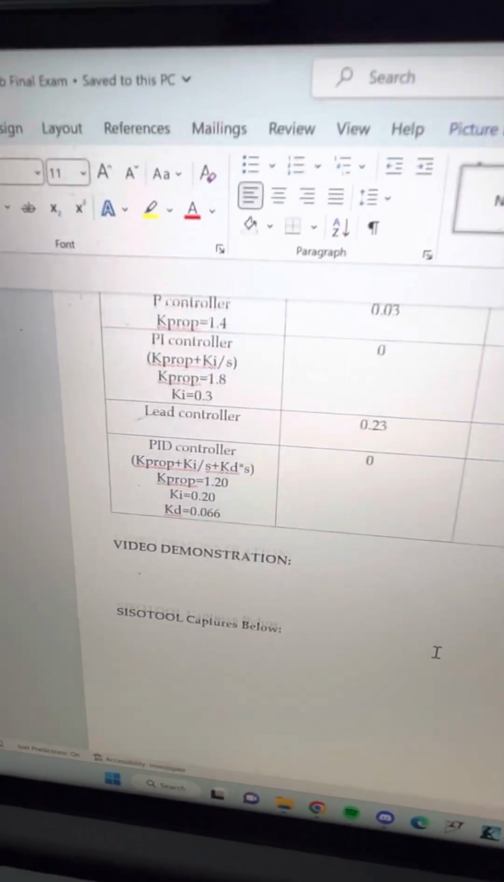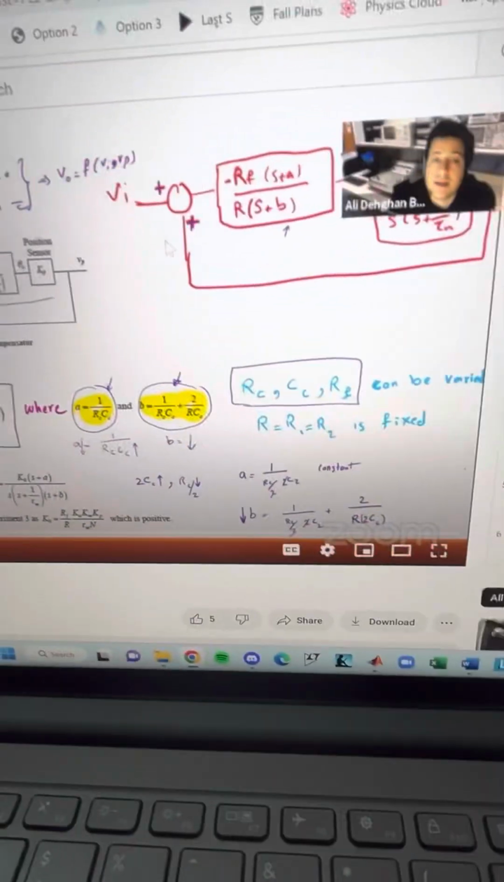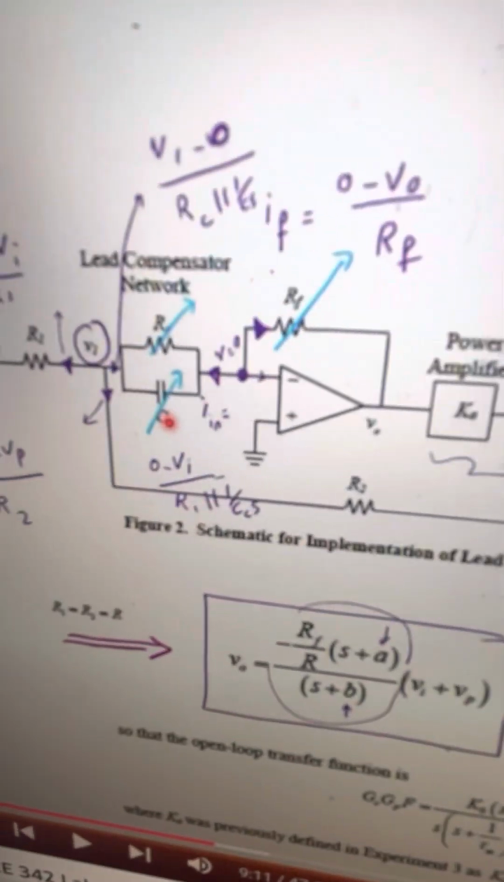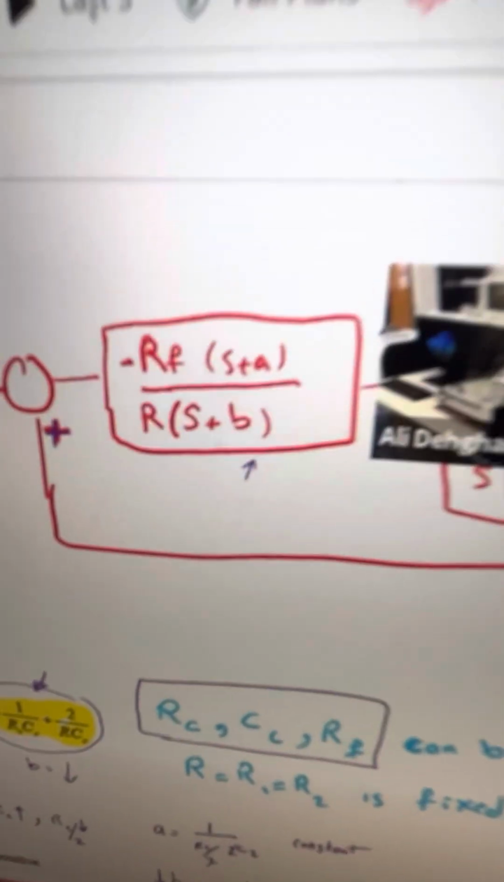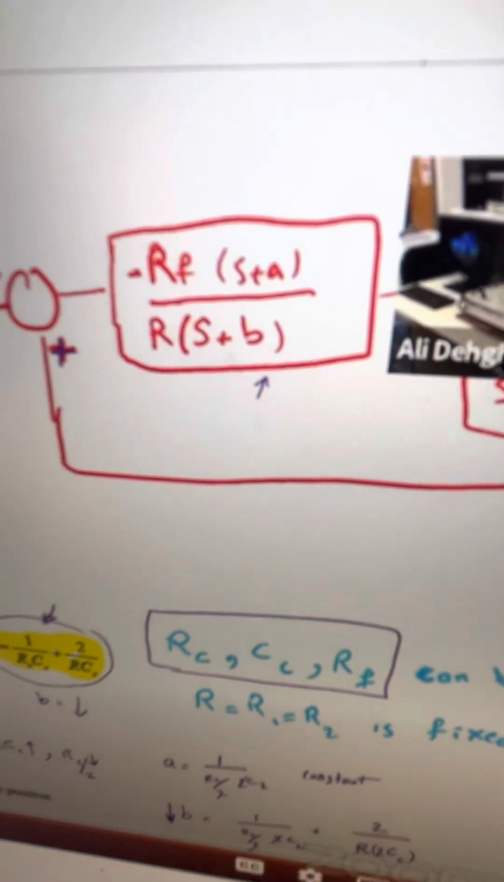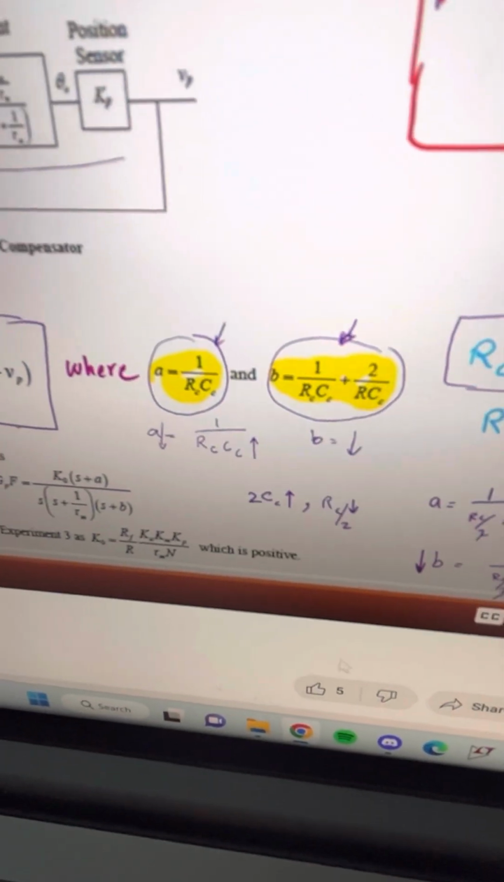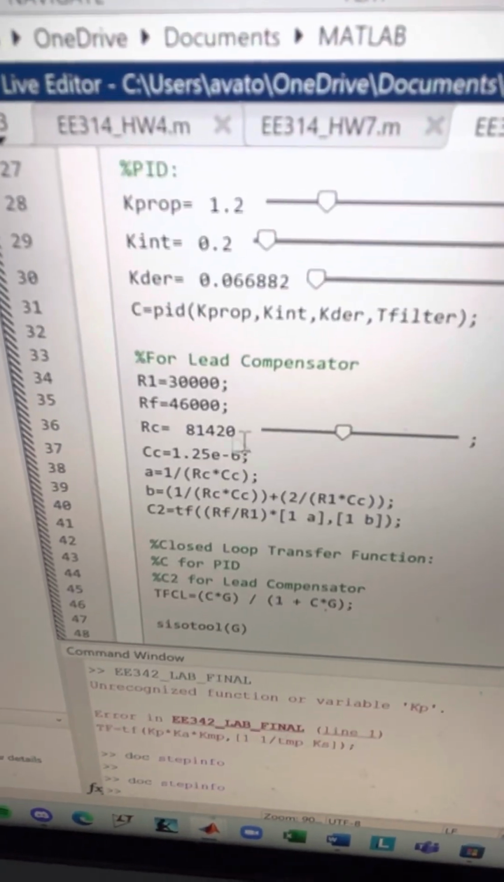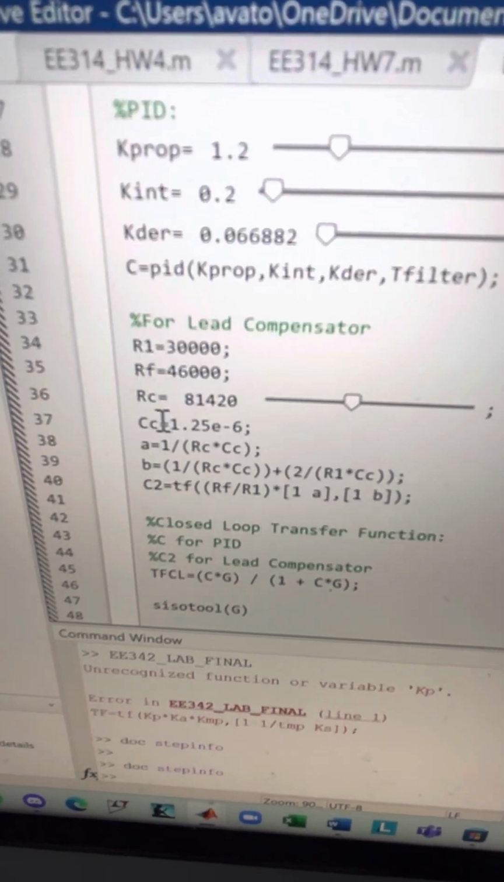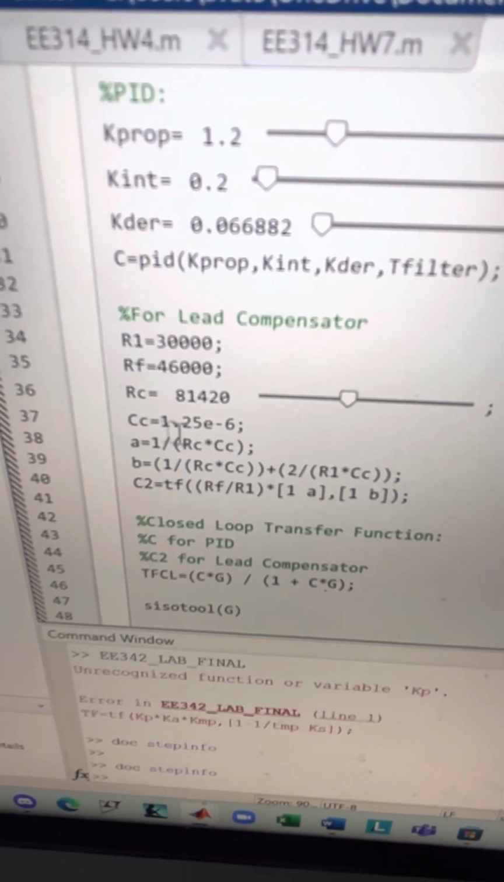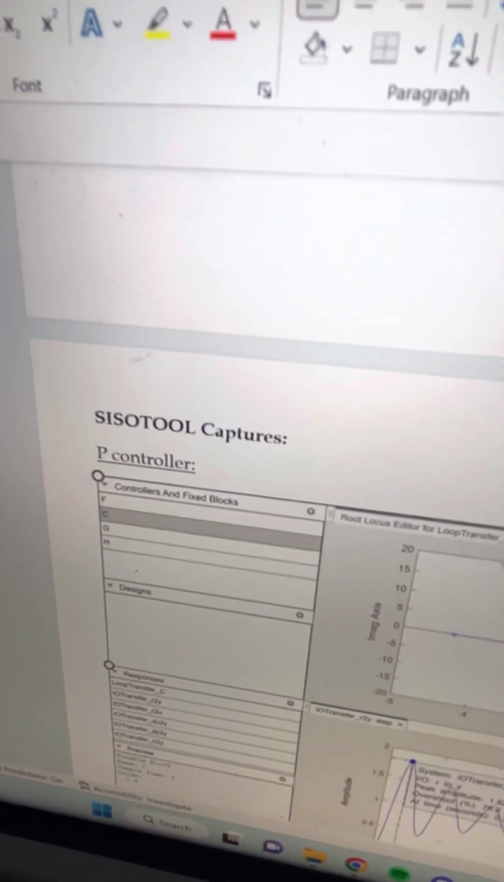For the third one, the lead controller, I designed this by referring back to lab 4, the transfer function of this circuit. And I used this transfer function for the controller and these constants for A and B. Here for the lead compensator, I kept these resistors and this capacitor constant like in the lab, but I tuned RC like here. I tuned RC until I got a response curve that fit the requirement.